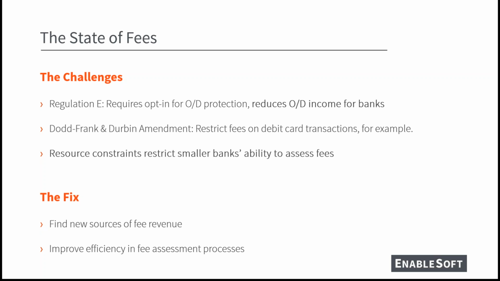The fix, obviously, something we hope to share with you here in the next slide. 1, find new sources of fee revenue, ideally sources of fee revenue that have not yet been regulated out of existence. And 2, improve the efficiency with which fees are collected. Reduce the strain that manual processes put on an already strained human resources component to your organization.